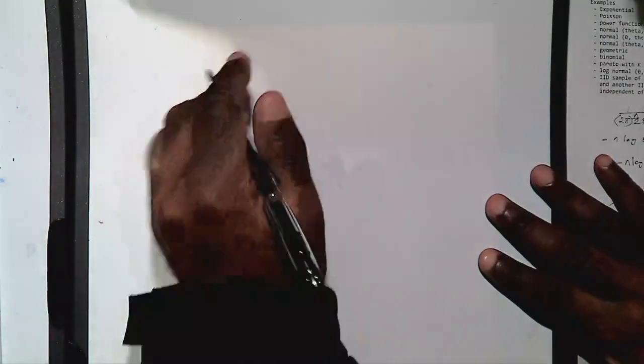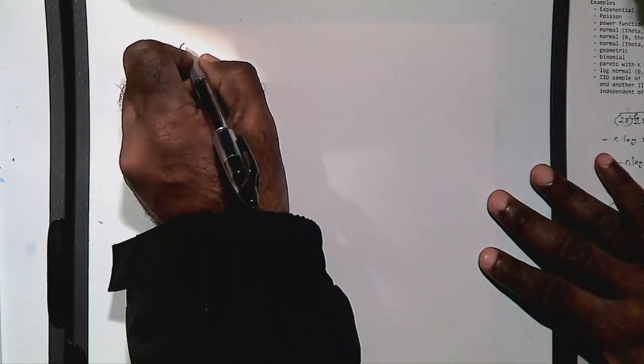Alright, we are not done yet because we need to show that the second order derivative is negative, right? So that's what I'm going to do now. So, part 4.